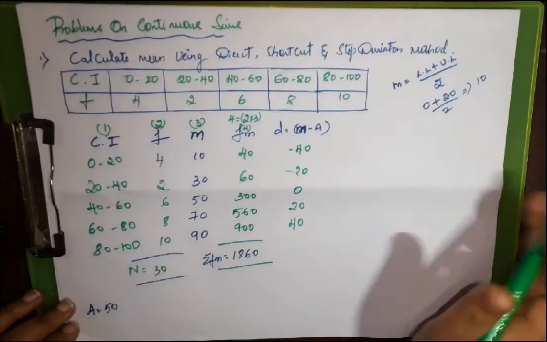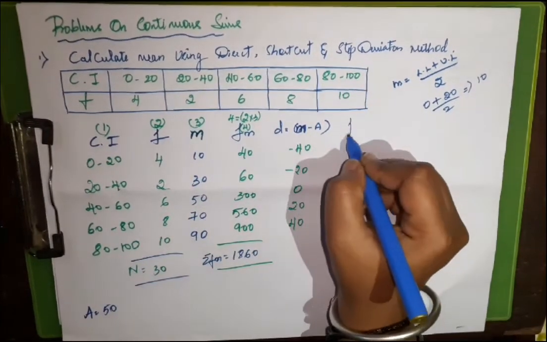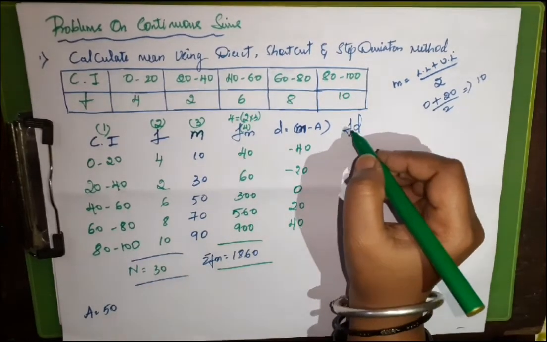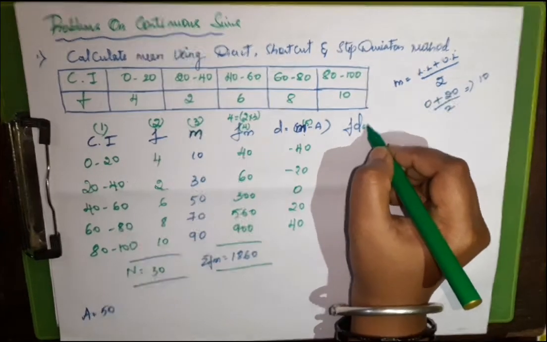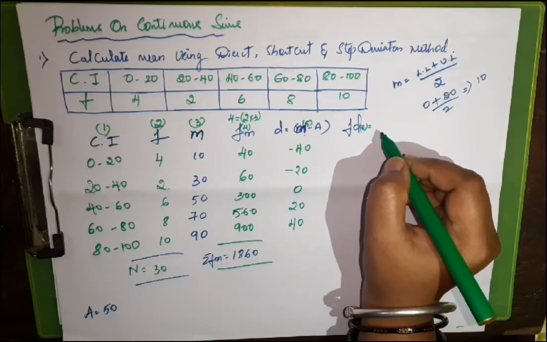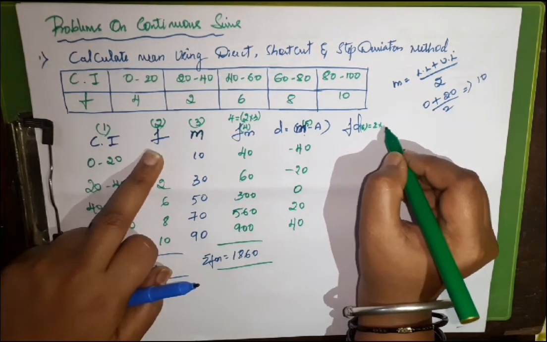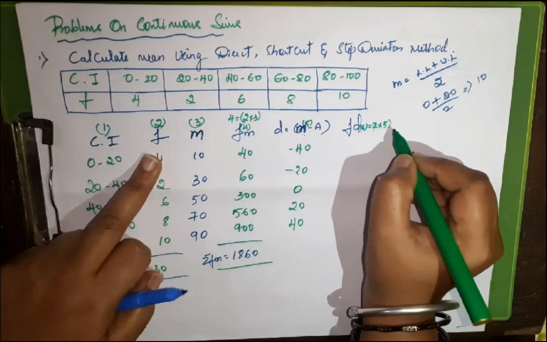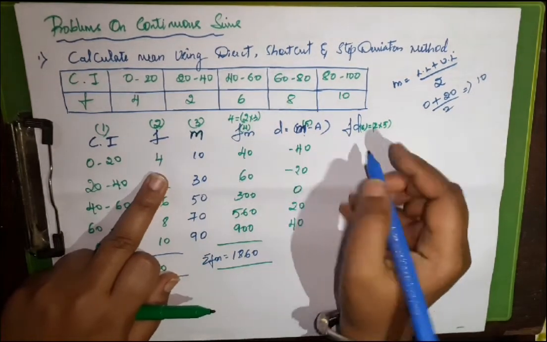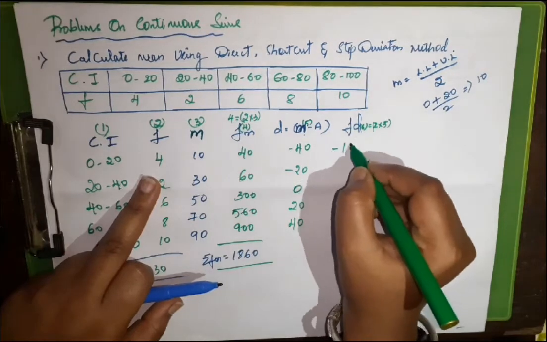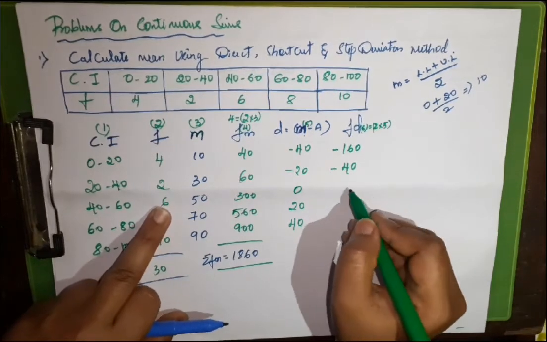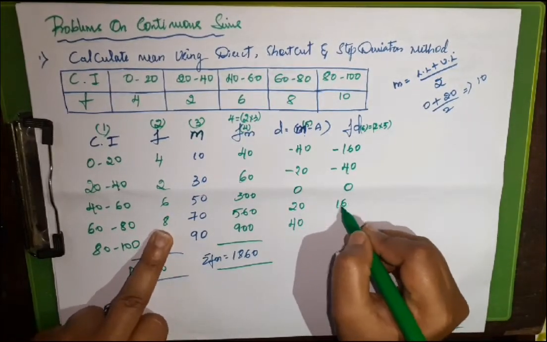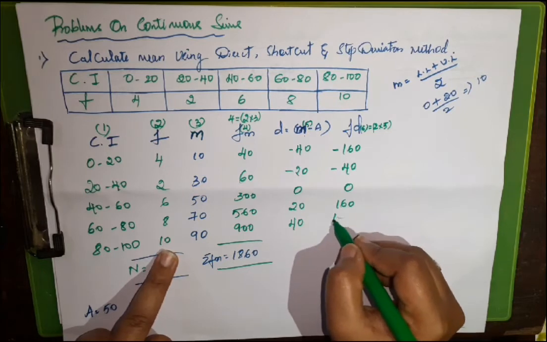So we need Fd, right? The next column should be Fd. This is the fifth column, then this is the sixth. The sixth column is equal to the second and fifth columns multiplied. That is 4 into minus 40, you will get minus 160. Then 2 into minus 20, you will get minus 40. Sign also you have to consider. 6 into 0 is 0. 8 into 20 is 160. 10 into 40 is 400.